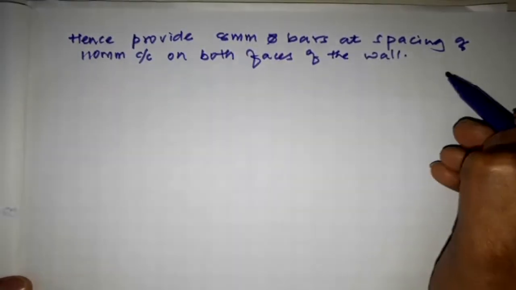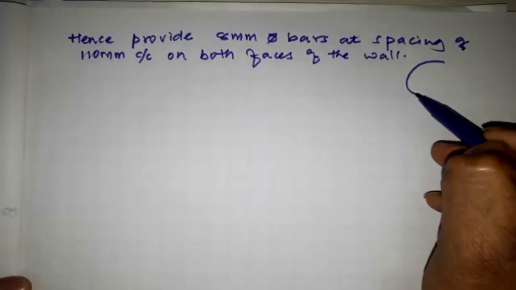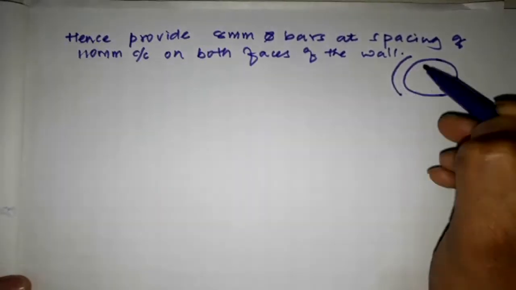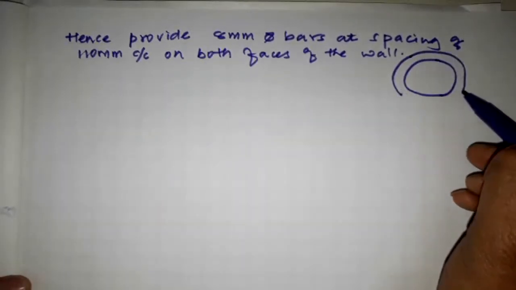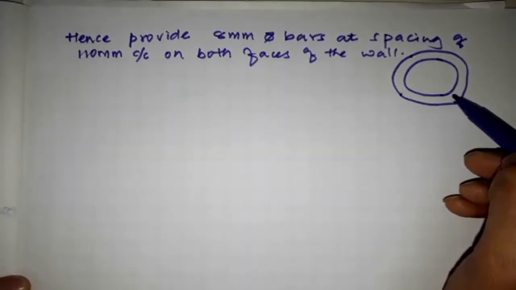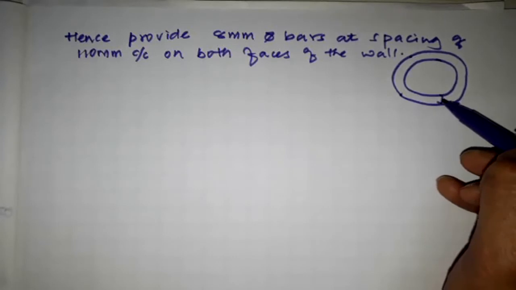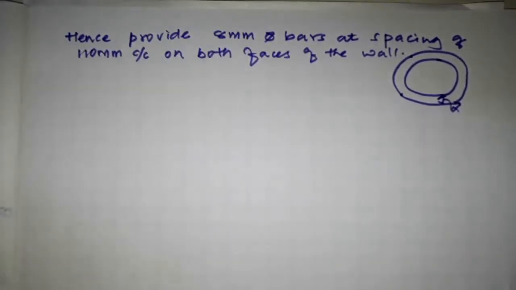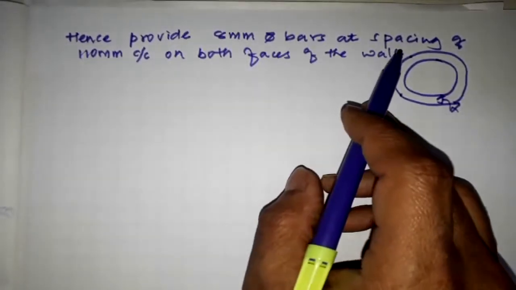So you have to provide a ring like this, two rings, one at the inner face and one at the outer face. The spacing here means the gap between the bars in a layer, which is 110 mm center to center.